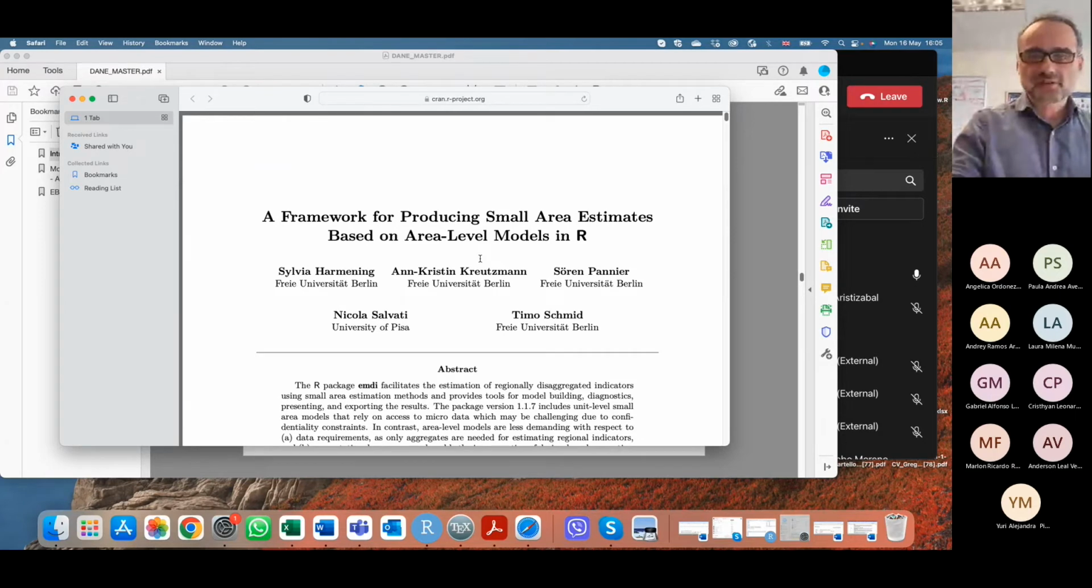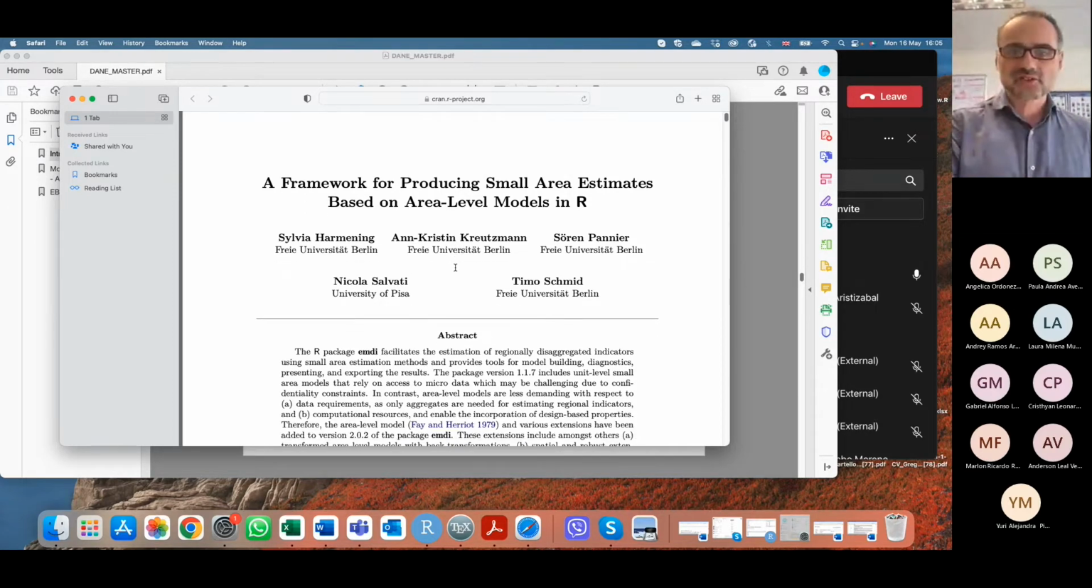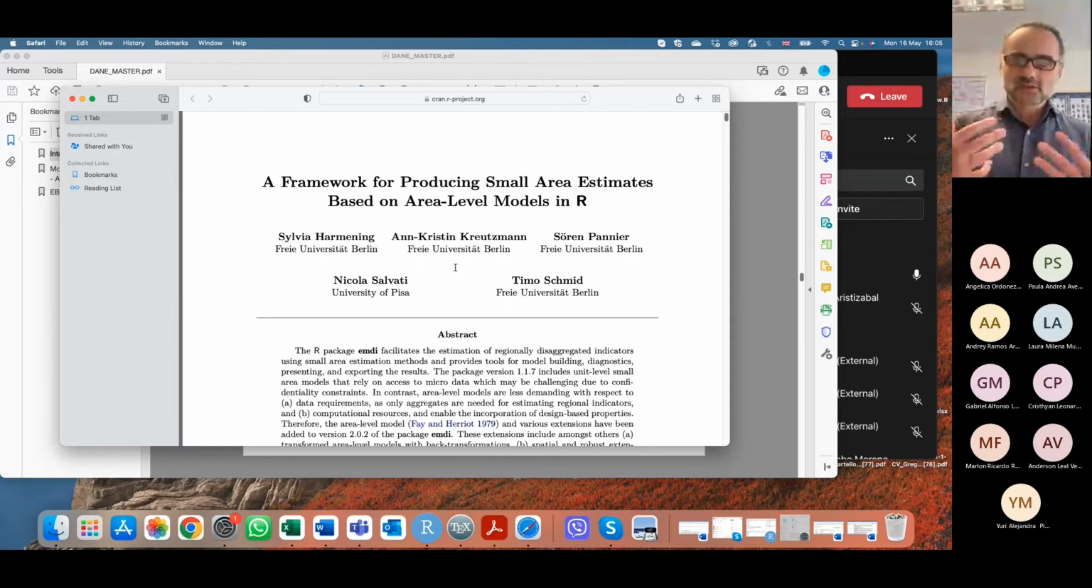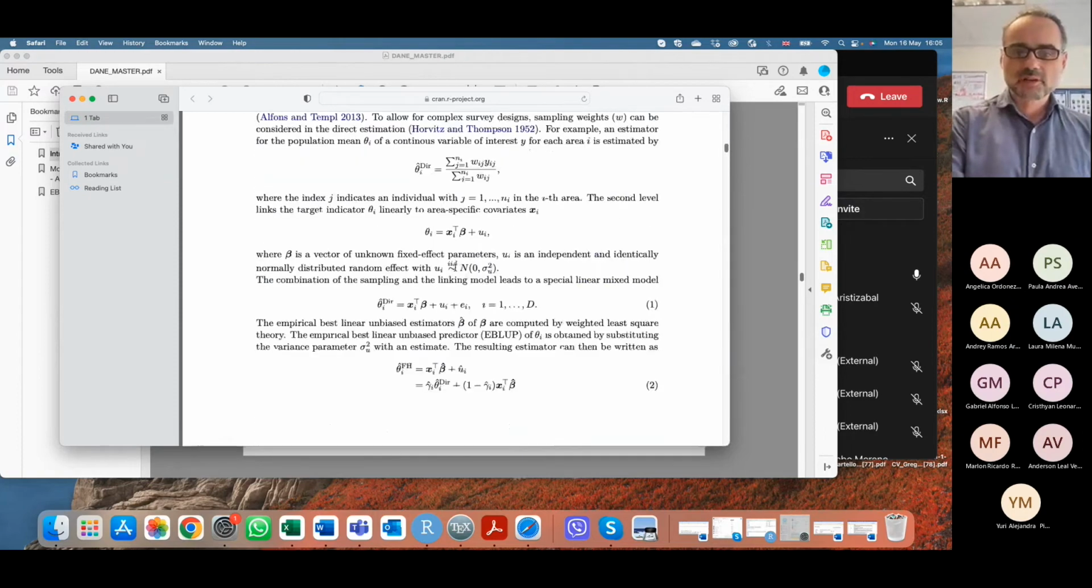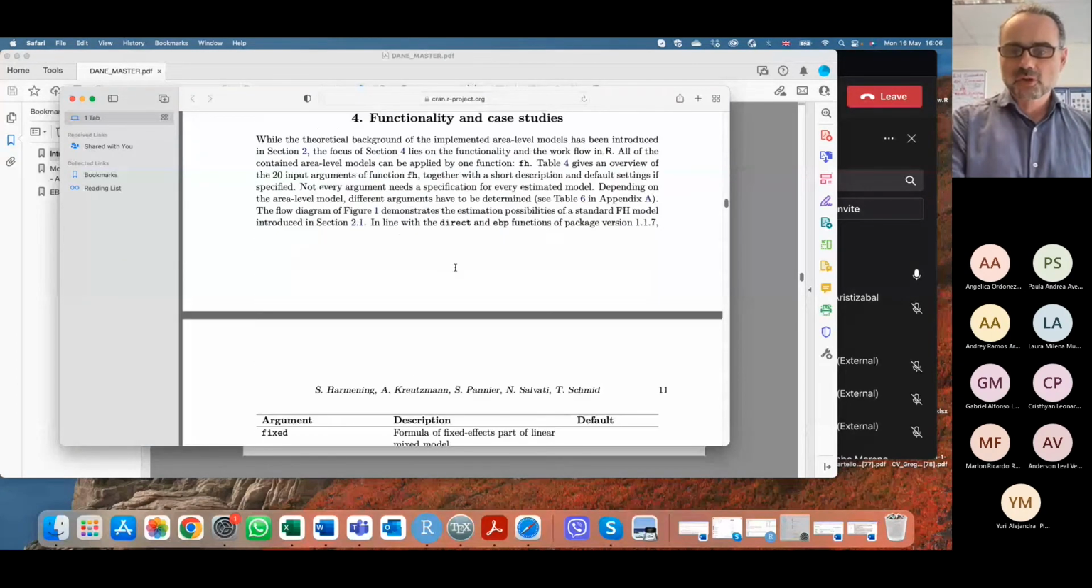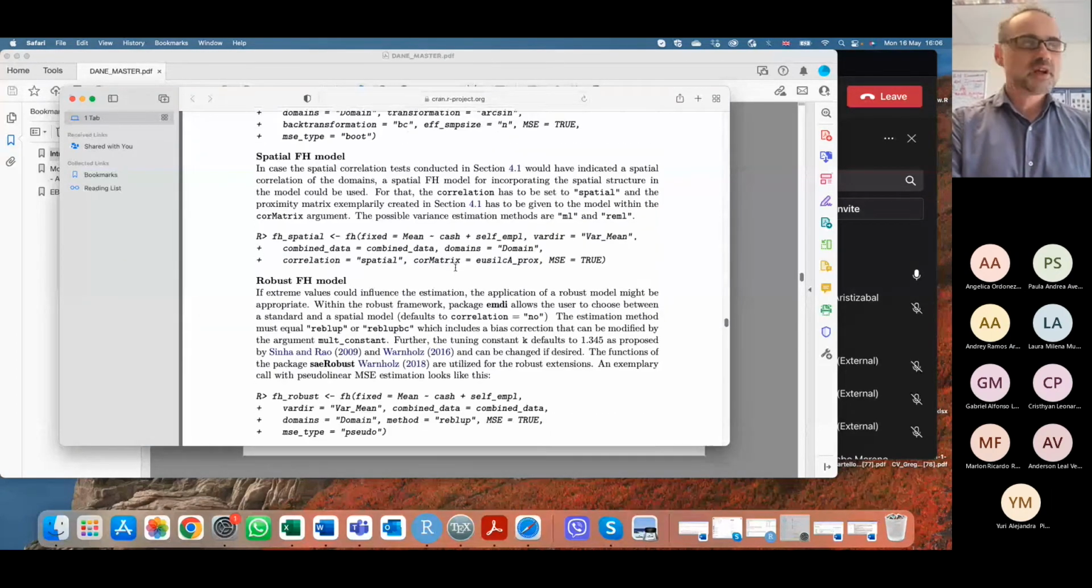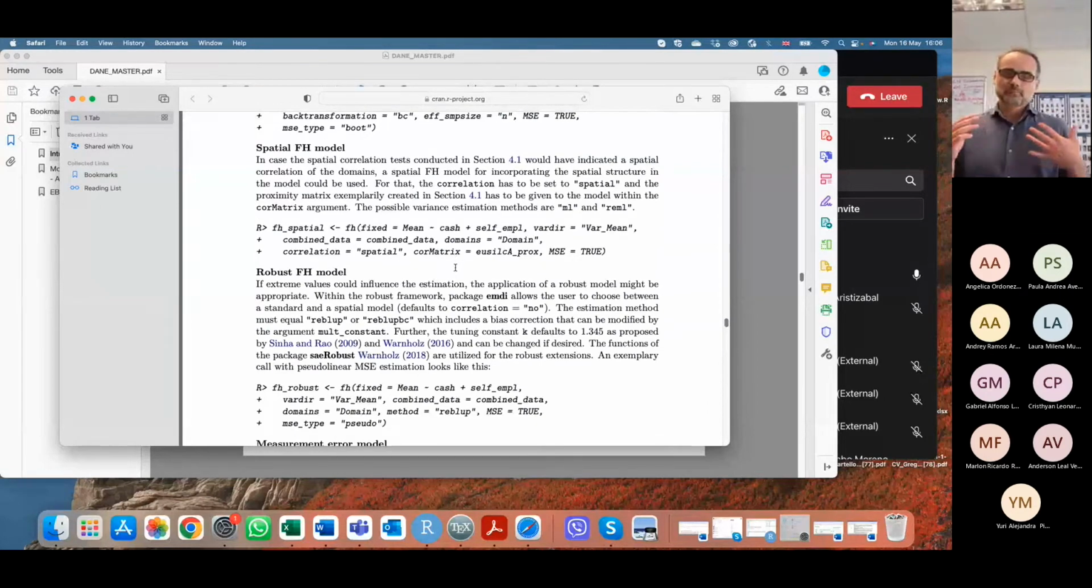So you will see, and I have already sent that to you as part of the additional materials, that there is an entire vignette that will tell you exactly how to estimate area level models using the EMDI package in R. Okay, and this is the package I'm going quickly through here. This is the package we will be using in practical applications in order to fit the Fay-Herriot model, but also see some of the extensions of the Fay-Herriot model in practice.